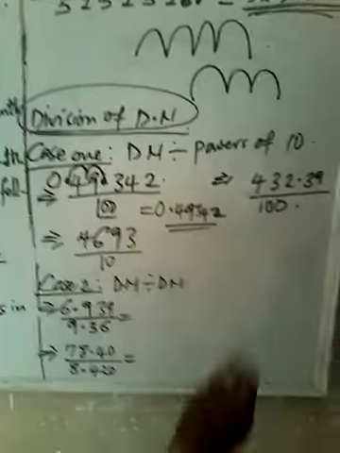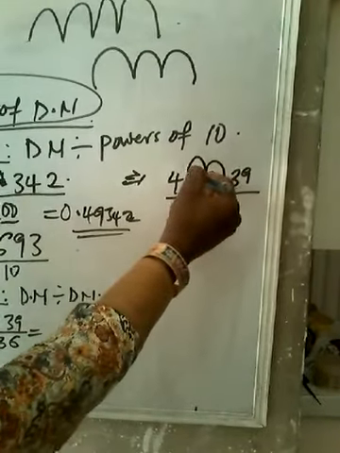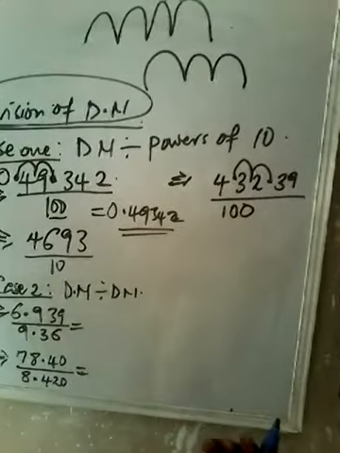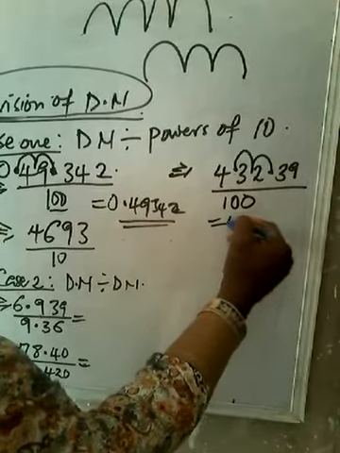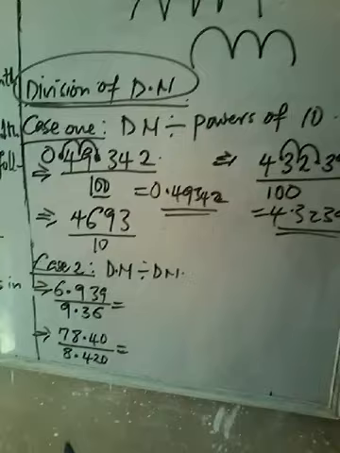This second example is also very, very simple. You are dividing this by 100. Move the point 2 places to the left. 1, 2. Now in this case, there's still a 4 in front of the point, so you don't need to introduce any 0. So your answer here will be 4.3239. This is quite very simple. I know many of you know this before.